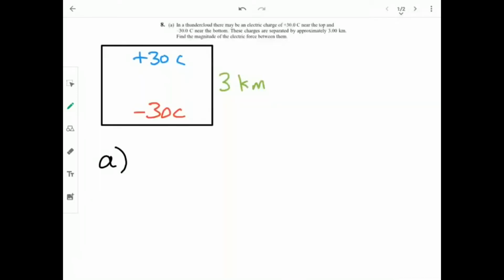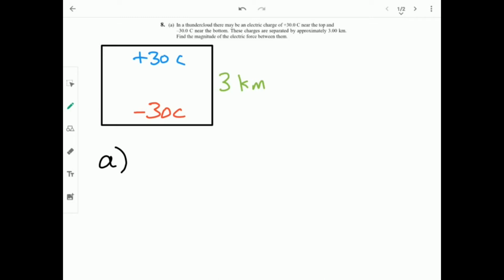Let's start number 8, part A. In a thunder cloud, there may be an electric charge of plus 30 coulombs near the top and minus 30 coulombs near the bottom. These charges are separated by approximately 3 kilometers. Find the magnitude of the electric force between them.